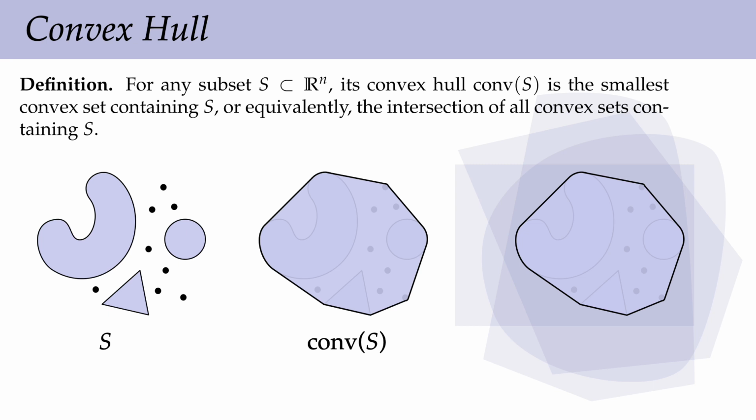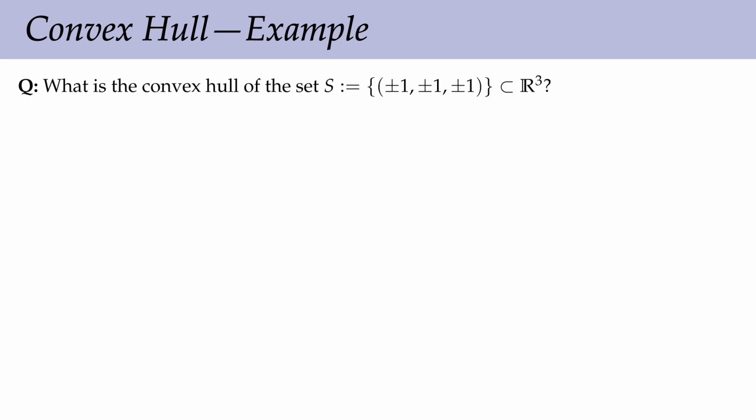Okay? Just to give a concrete example, let's say I give you this set, the set of all points in R3 where the coordinates are either plus or minus 1. So what do you think the convex hull of this set might be? Again, I'll give you a moment to think about that.